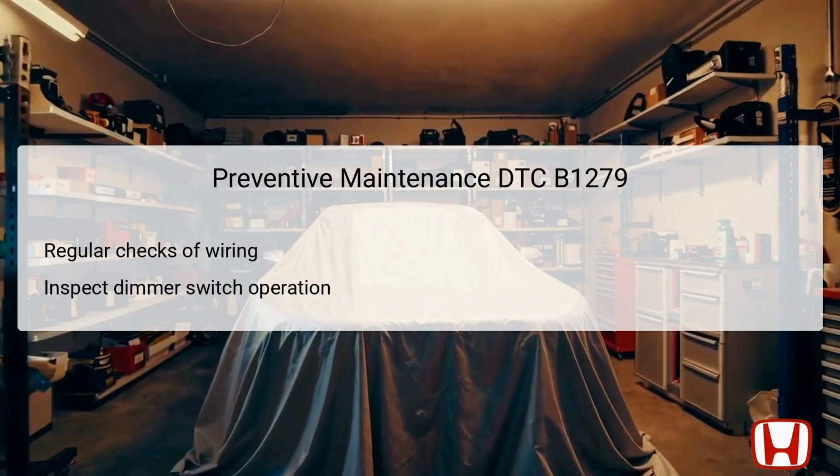For the long-term reliability of the dimmer switch circuit and the vehicle's electrical systems, it is vital to conduct regular preventive maintenance. Routine checks of the wiring connections leading to the dimmer switch and MICU can help spot any issues before they develop into significant problems. Inspecting the operation of the dimmer switch will ensure it functions smoothly across all positions, maintaining dashboard visibility and compliance with safety standards.